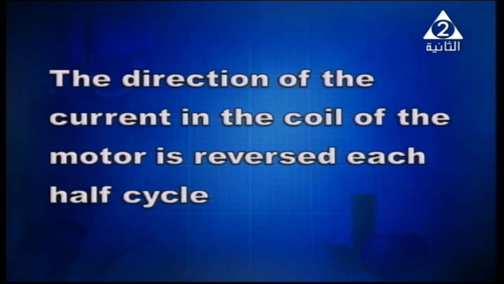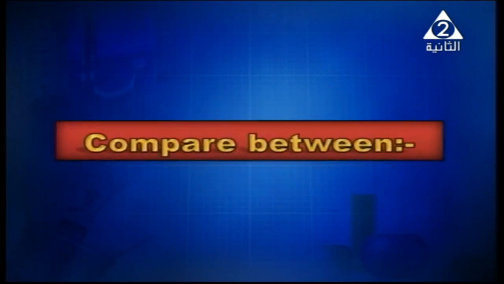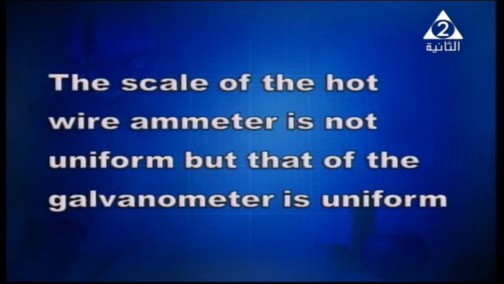Well, the direction of the current in the coil of the motor is reversed each half cycle, but the current flows in the same direction in the coil of the emitter. And now we want you to compare the hot wire emitter and moving coil galvanometer with respect to the uniformity of the scale of each one of them. Great. The scale of the hot wire emitter is not uniform, but that of the galvanometer is uniform.